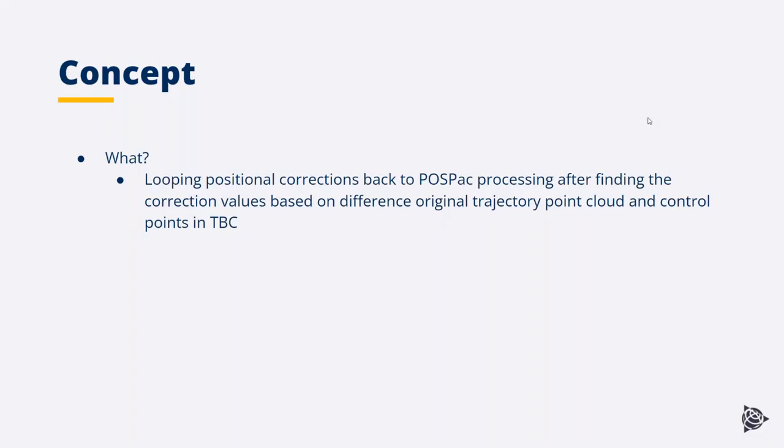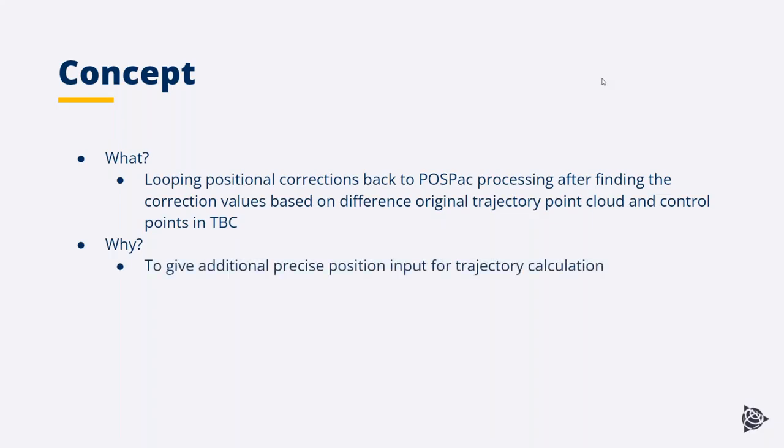But what is different is that we are bringing this correction back to postback instead of just correcting our trajectory in TBC. We are doing this because postback is more intelligent. There are different kinds of filtering of different observations, so we are filtering this correction with IMU data, DMI data, and so on. So it's a more intelligent way of registering data. Why would we do this? We would do this to give additional precise position input for the trajectory calculation.